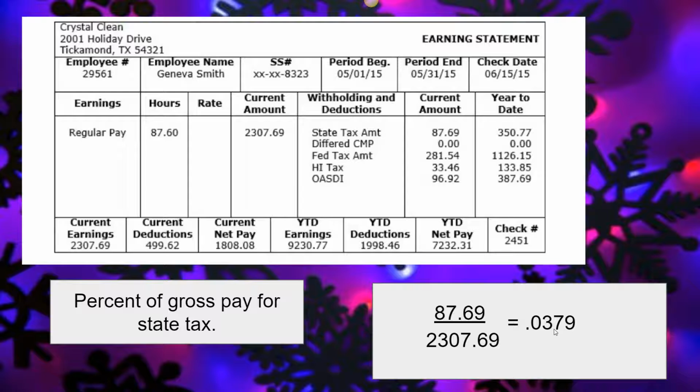Now, a lot of you guys are going to ask, where do you round to? What number do you round to? On this particular one, the actual decimal is 0.03799. So I went ahead and rounded to 3.8%.